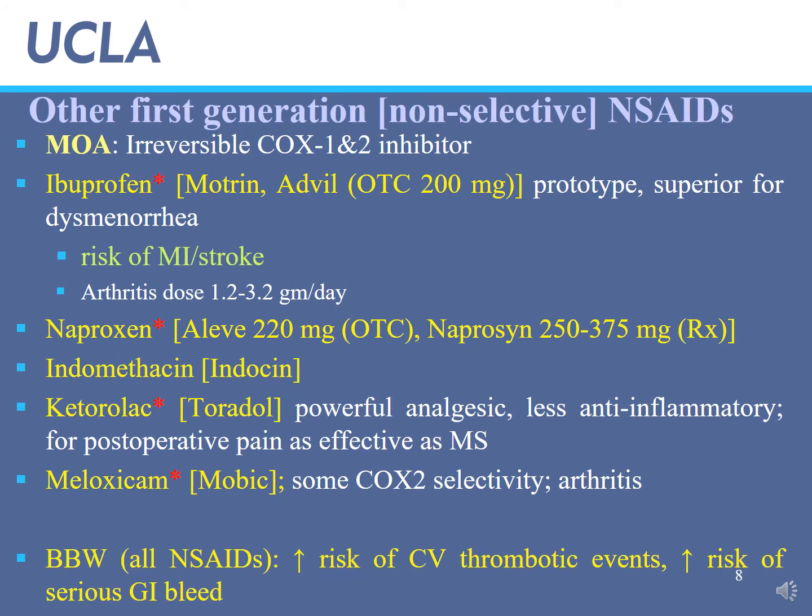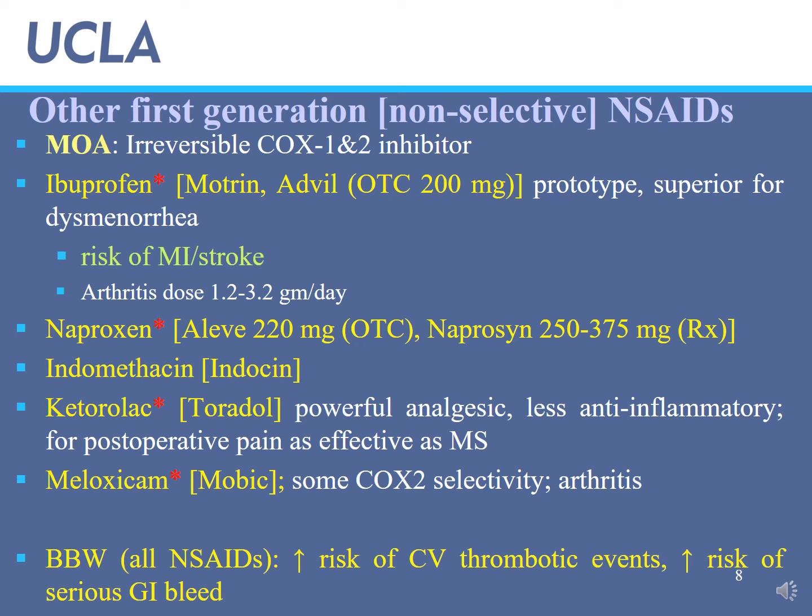Now, other first generation NSAIDs, you have ibuprofen, very common, like Motrin, Advil, over the counter, it's 200 milligrams. This is the prototype. It's superior for dysmenorrhea, so pain caused by the menstrual cycle, by periods.